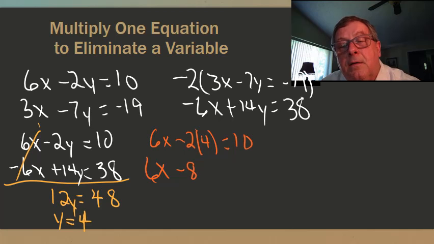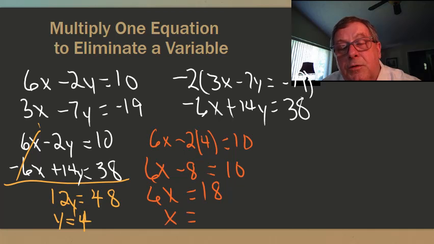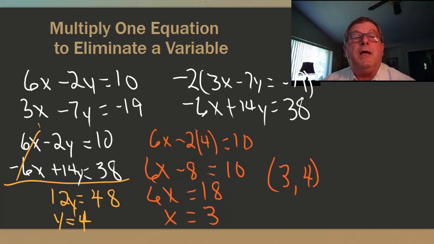All right, so we got 6x, negative 8, minus 8 equals 10. And so I add 8 to both sides. I got 6x equals 18. And when I divide both sides by 6, I've got x equal to 3. 6 into 18 goes 3 times. And my solution to this system of equations is x is 3 and y is 4. That's elimination using multiplication of one equation to eliminate a variable.